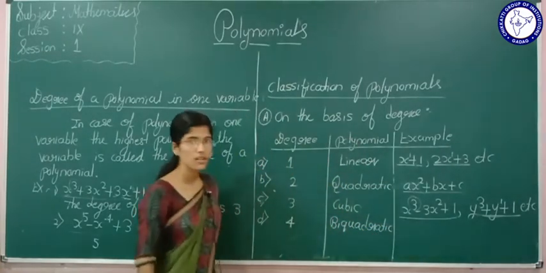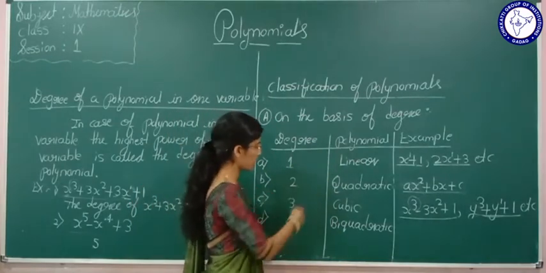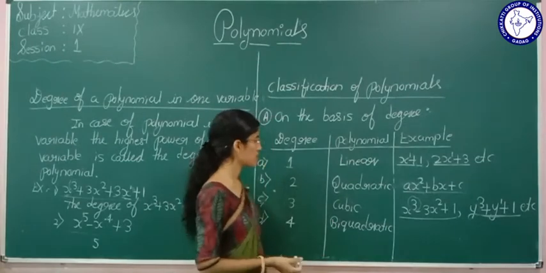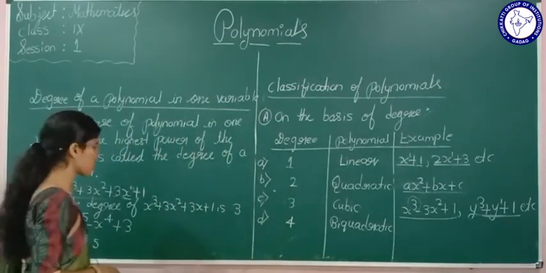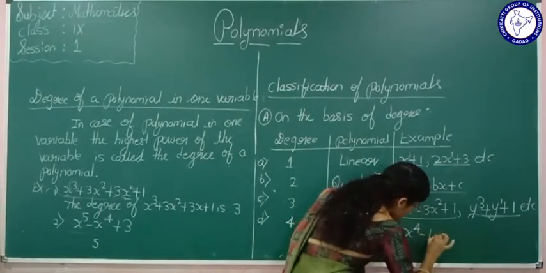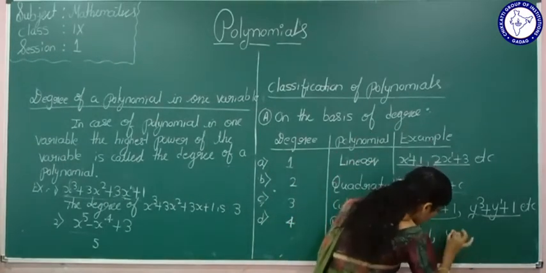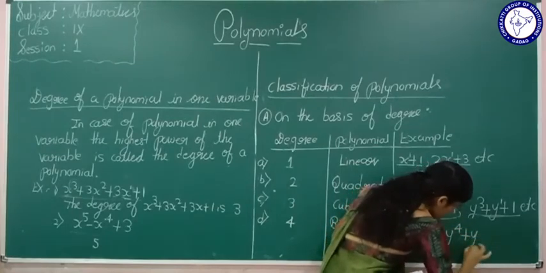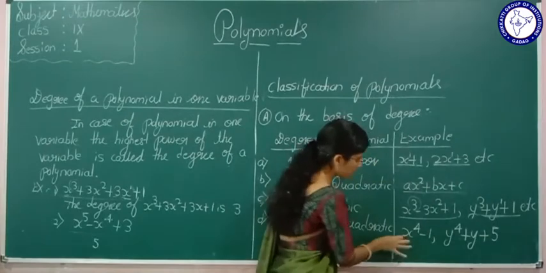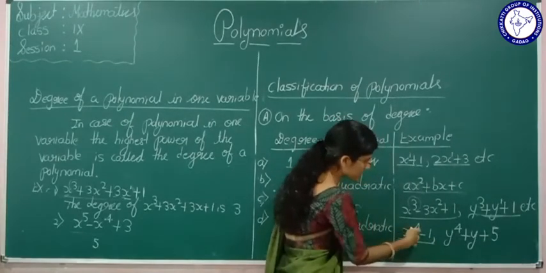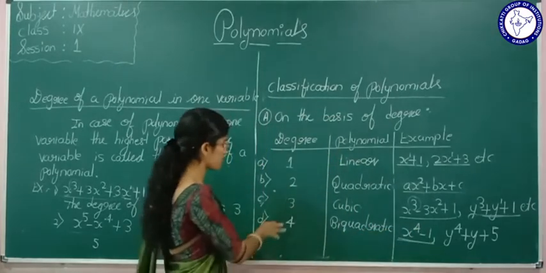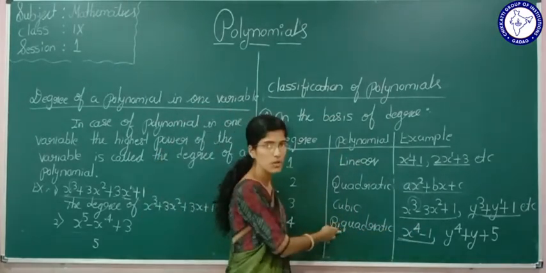See here, if the degree of the polynomial is 4, it is called biquadratic polynomial. Then what are the examples for biquadratic polynomial? See here, x raised to 4 minus 1, y raised to 4 plus y plus 5. Now see here, what is the degree of this polynomial? It is 4. Definitely if the degree of the polynomial is 4, it is called biquadratic polynomial.